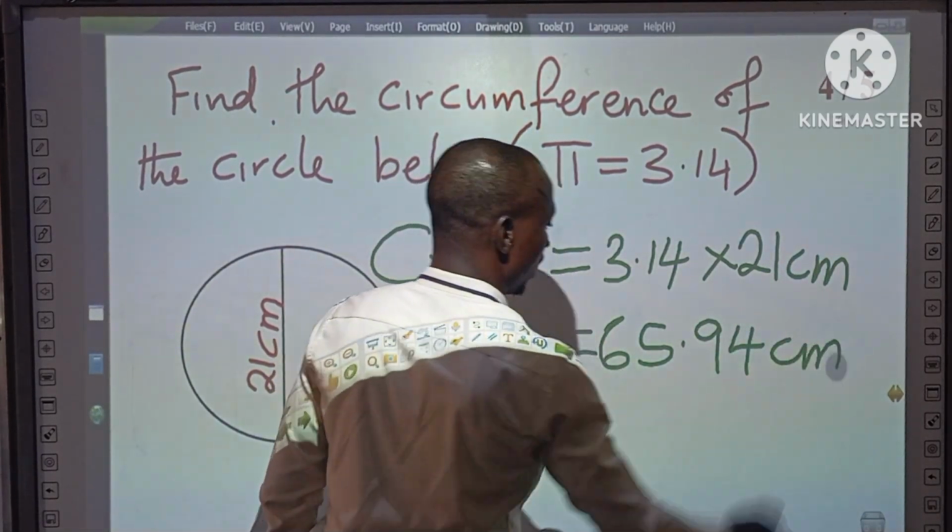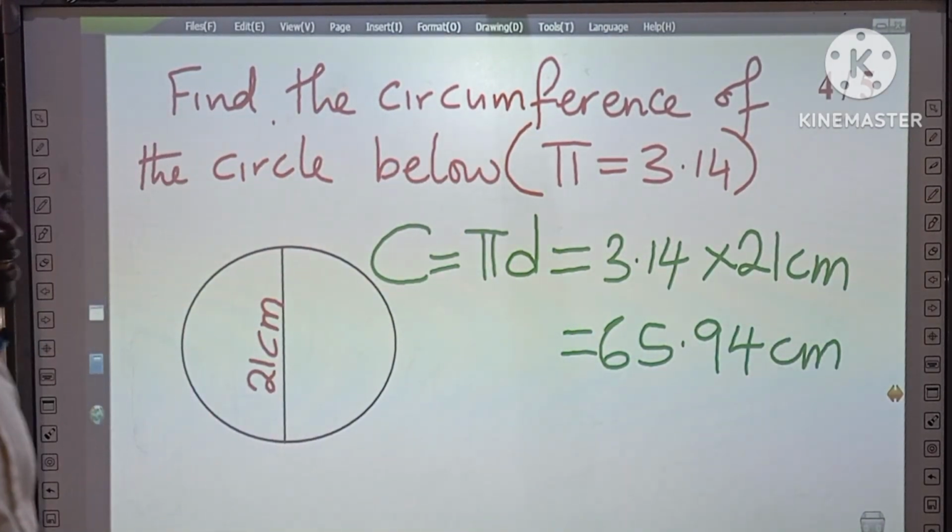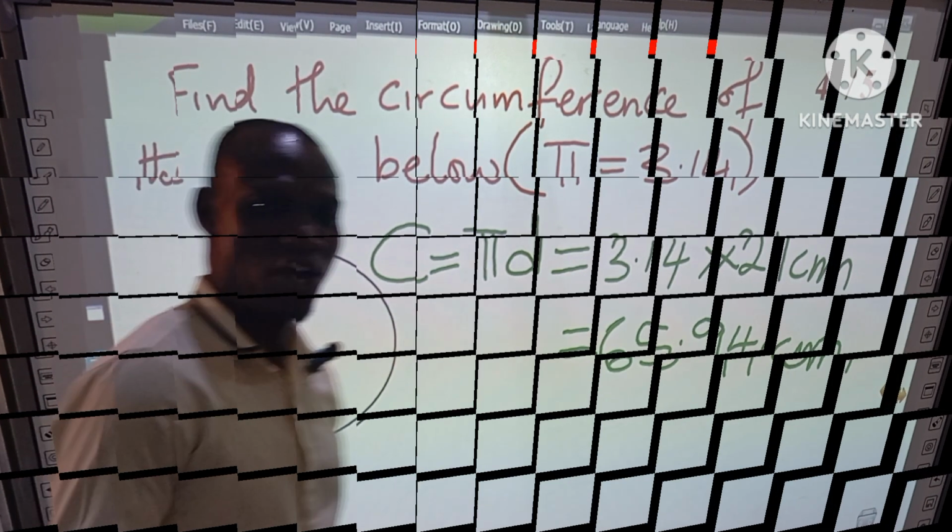65.94 cm. That is actually easy peasy, lemon squeezy, peas are cheesy, Mr. Austin's okra soup.